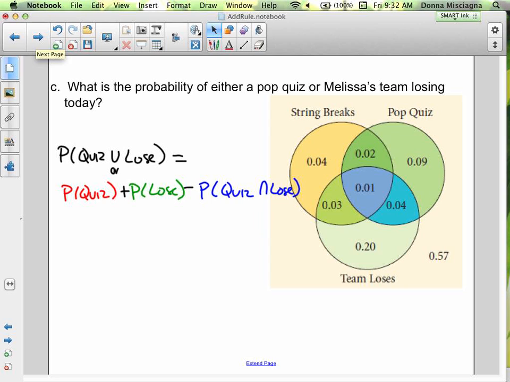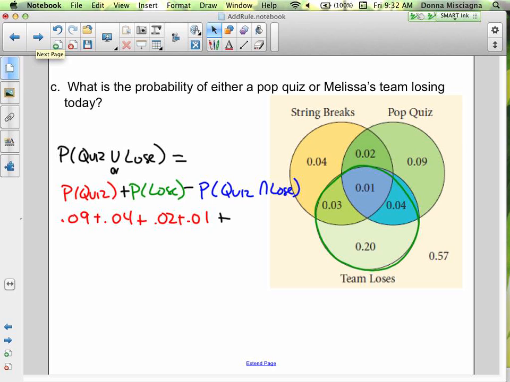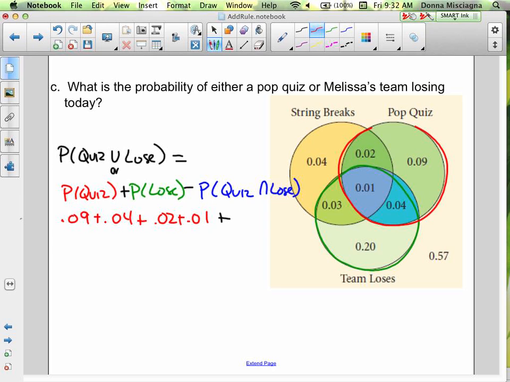So now what are we going to add in here to find that probability? Anyone at the yellow table? So how about the probability of quiz? What things make up the probability of quiz? 0.09. What else? No, you're not finished with quiz. 0.04. 0.02. 0.01. There we go. Now, how about the probability of lose? Yep. Actually, I'm going to do this too for everybody. So there's lose, and here's quiz. 0.20, 0.03, 0.04, and 0.01. All right, so all of those things are in the lose category.